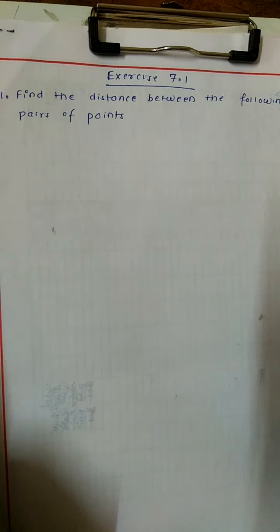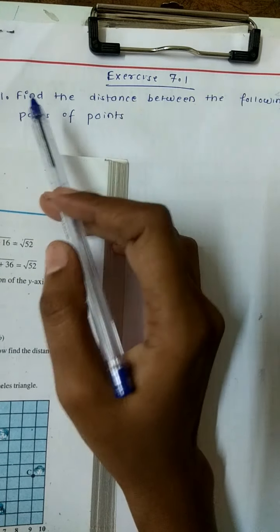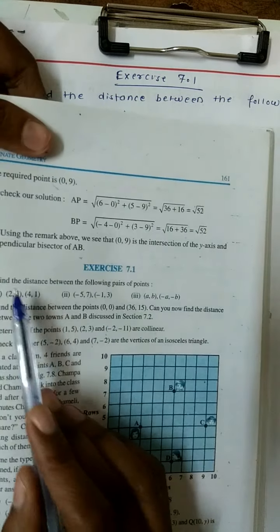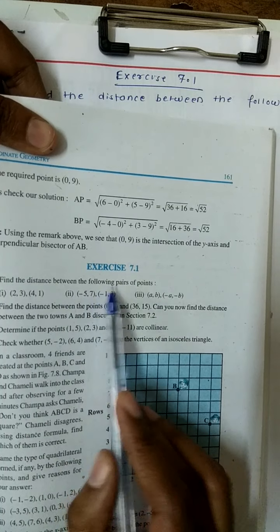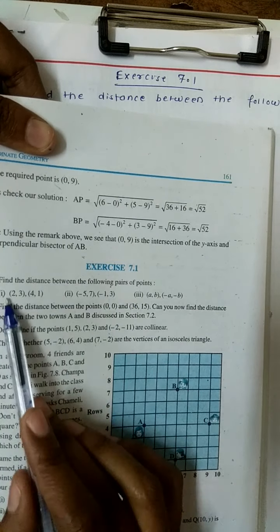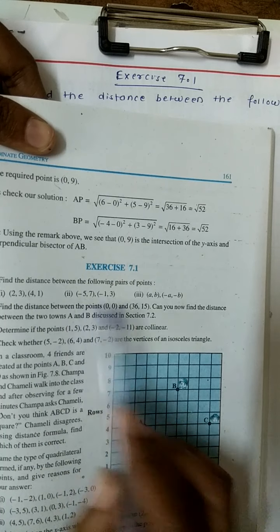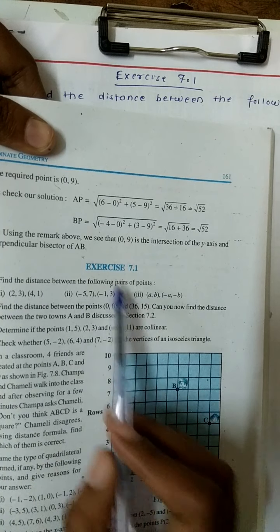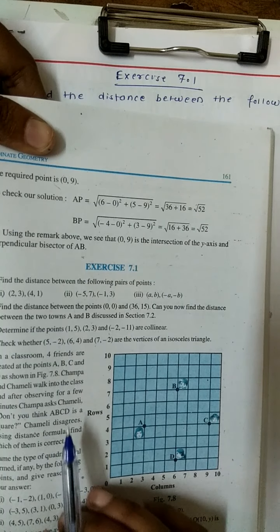So today I am going to explain the exercise 7.1, the first question. The question is: find the distance between each pair of points. The first is (2, 3) and (4, 1), and then the second and third. All these three questions I am going to solve in the same video.